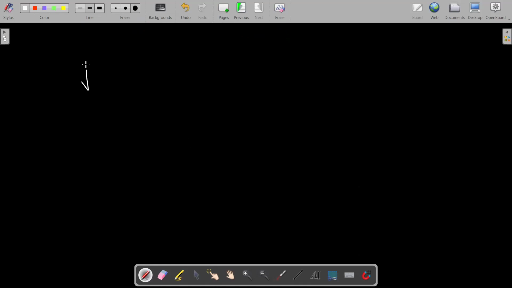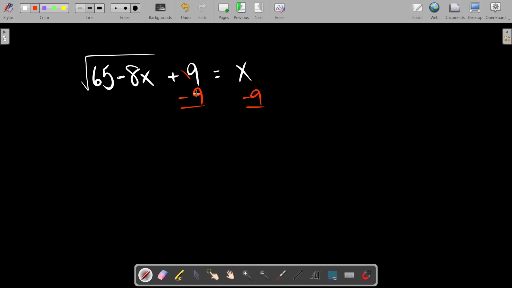Next one, we have the square root of 65 minus 8x, plus 9 equals x. Step 1. Let's not lose sight of the original step 1, which is get the radical by itself. So if I subtract that 9 on this side, it goes away. On this side, it can't go with the x. So we do have to leave it as a binomial.